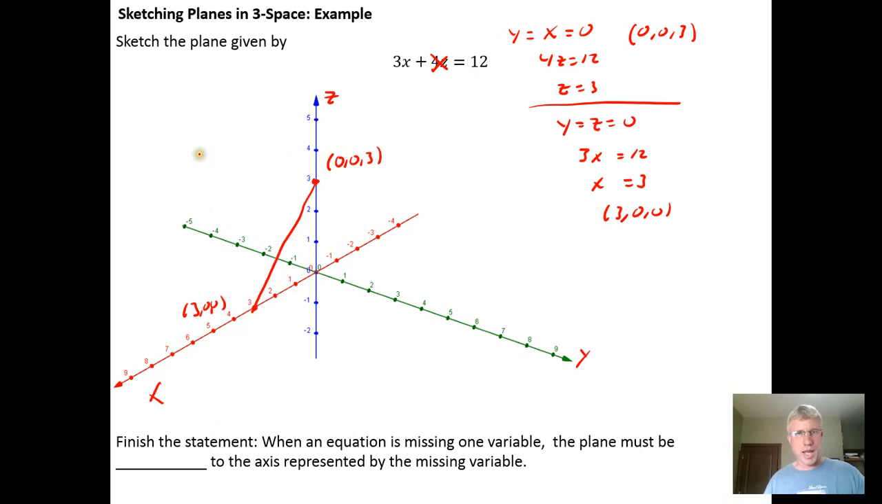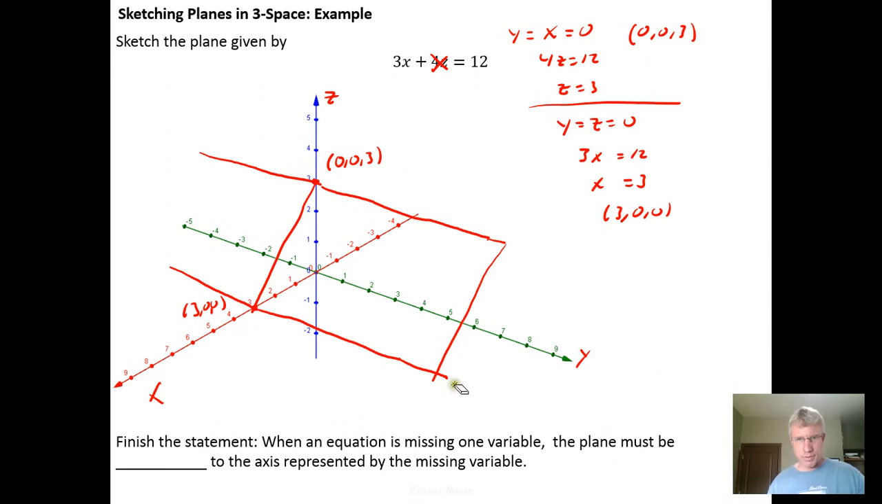And now because this plane doesn't rely on y, what we'll do is draw a line through the point of intersection with the z-axis. We'll draw a line through that point but parallel to the y-axis, and then we'll draw a line through the intersection with the x-axis that is parallel to, again, the y-axis, because the y variable in this case doesn't affect the plane. And then if I want, I can connect these up. It's like a lean-to.